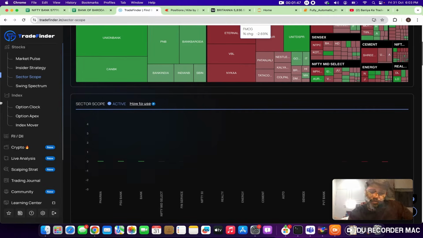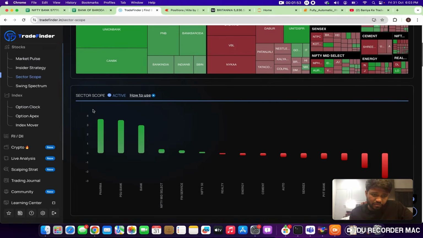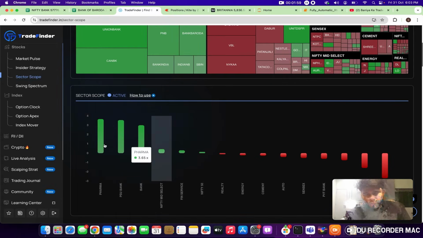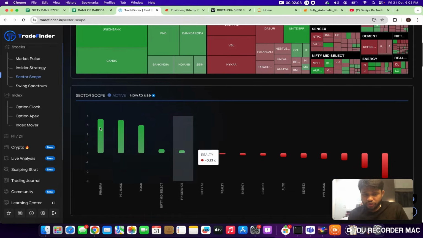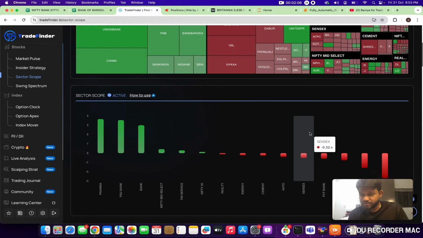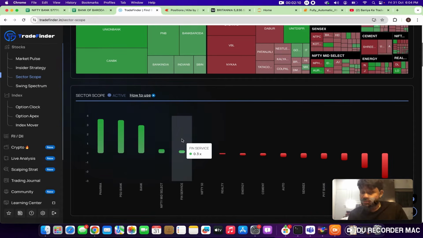So if you see the sector scope, these are the charts, or basically I'll say these are the graphs of the particular sector. Whichever sector is strong will show as green, and whichever sector is weak will show as red. But it's not live, right? It's the status after the market close.